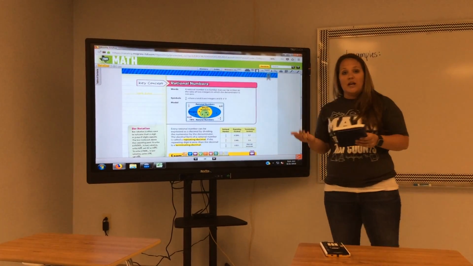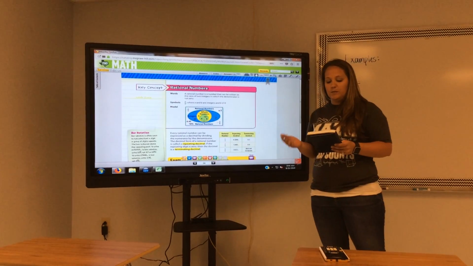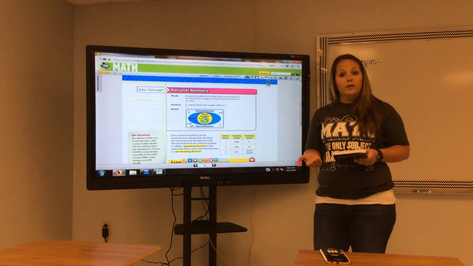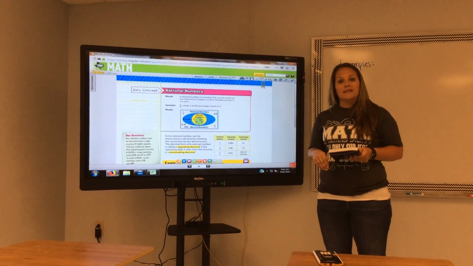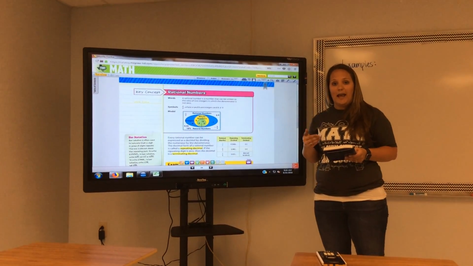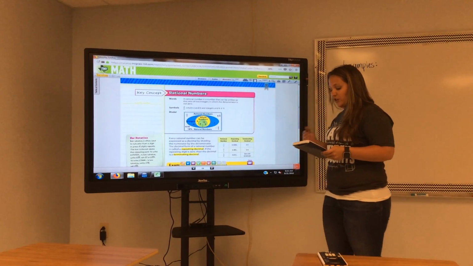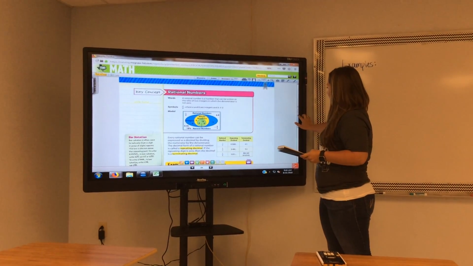So now we're going to talk about changing fractions into decimals and decimals into fractions. You have done this before. This is not anything new. In math, a fraction is representing division. So to turn a fraction into a decimal, all you do is divide.